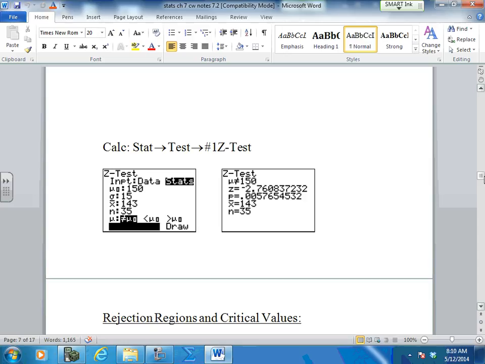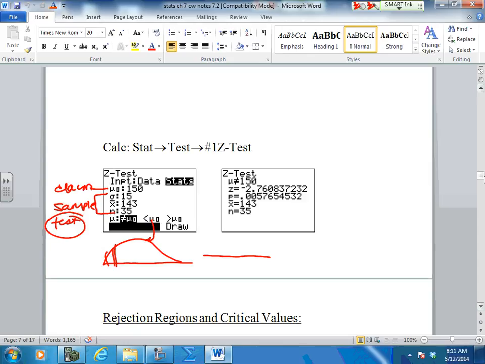Here's your test again. Your z-test, your data. This is your population. This comes from your claim. This is your claim information. This right here is from your sample. This is your test stuff. This is the tail. If the tail happens to be a left tail test, that's this guy. It points to the left. If the tail was a right tail test, that's this one. The tail points to the right.